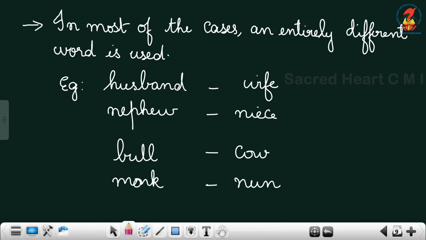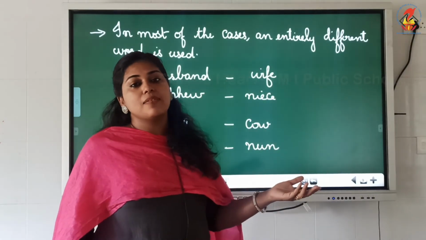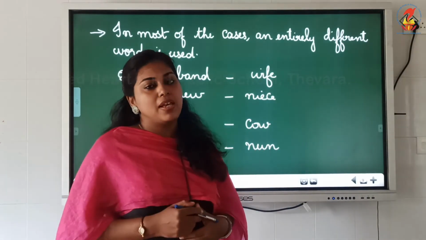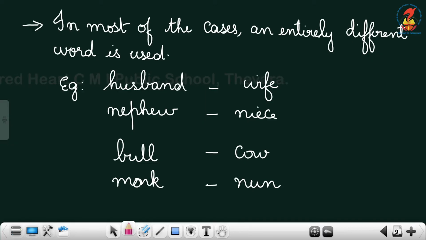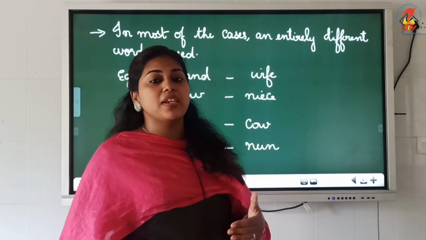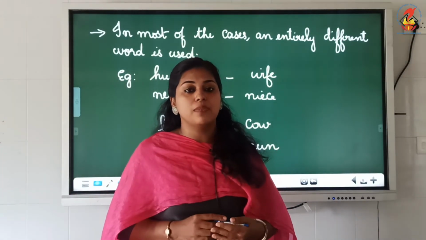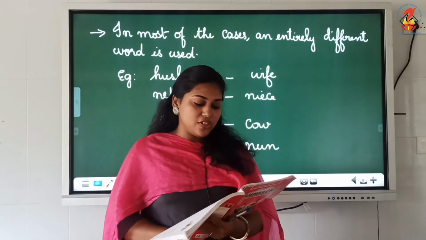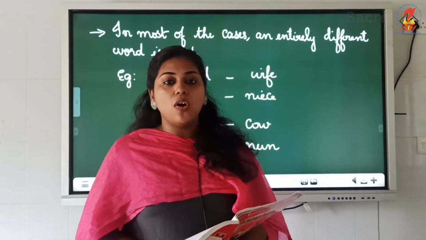And then the other category is when you change it into feminine form, we cannot write it by adding ESS. Instead, the word itself is entirely different from the masculine form. Such words are husband, wife, nephew, niece, bull, cow, monk, nun. Here the feminine form is entirely different from the masculine form of word. So these words also you have to learn, children. Page number 30. Please go through all the words.